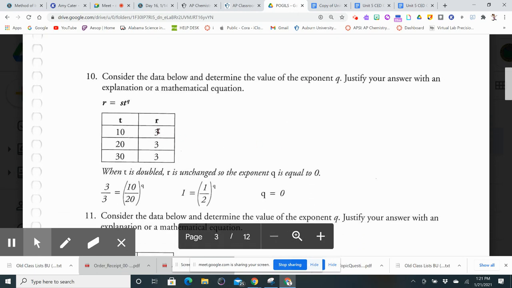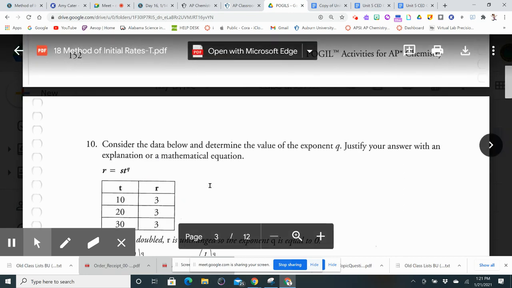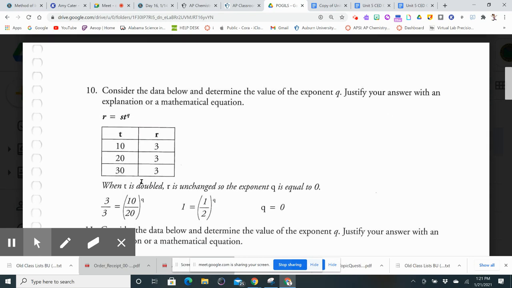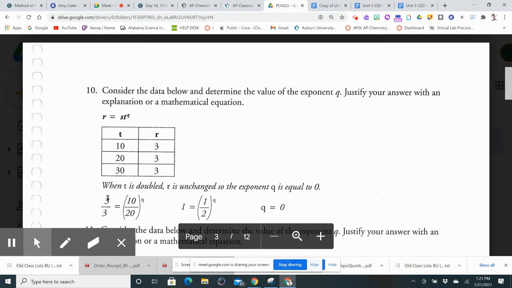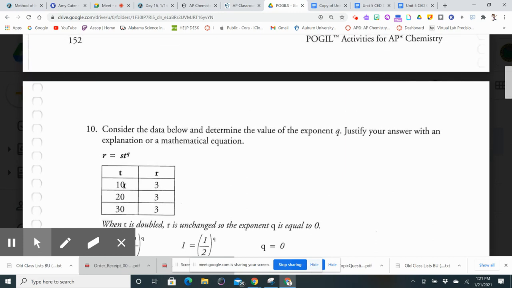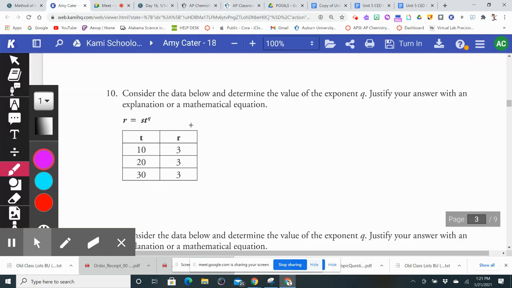If you notice in this data table, the R is the same all the way down, right? So what they're doing is they're not putting R on top and T on bottom or anything like that. They're comparing the first set of data with the second set of data. Do you see that? So they're comparing 10 to 20 and 3 to 3. Like I said, y'all did this before, so it's up there. You just got to find a way to get it out of here and onto your paper.